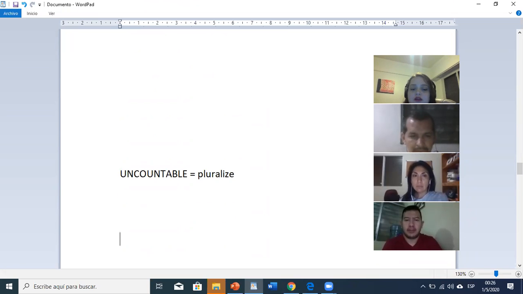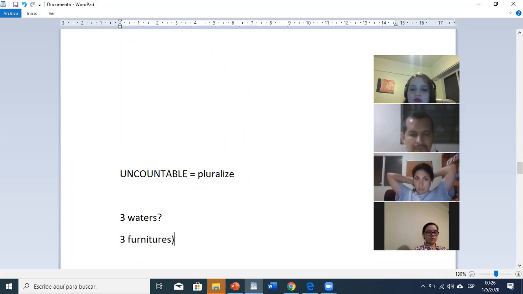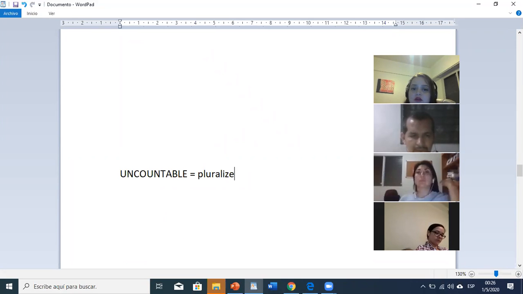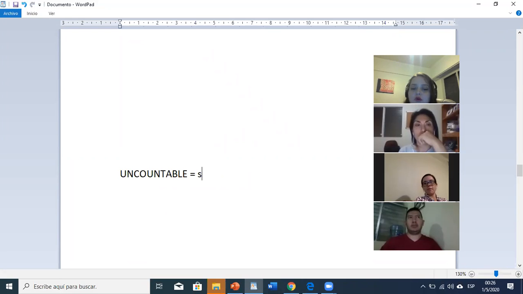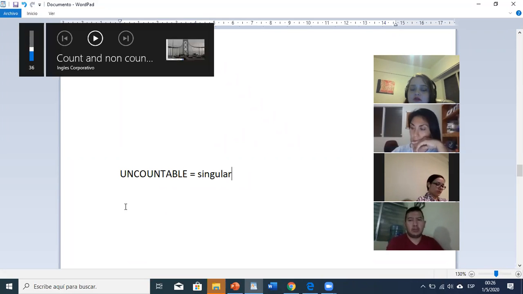For example, can I say three waters? Is that possible? No. Can I say three furnitures? This seems like you can, but no. Not possible. So for uncountables, the plural form doesn't exist. With uncountables, you're always going to conjugate them as singular. Even if the meaning is plural, you have to conjugate it as singular.